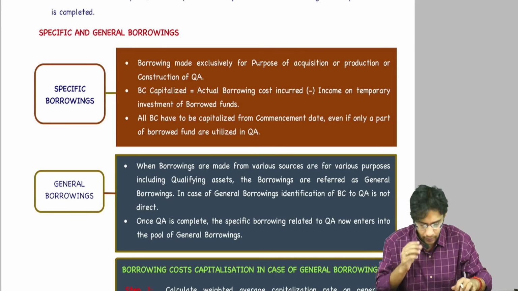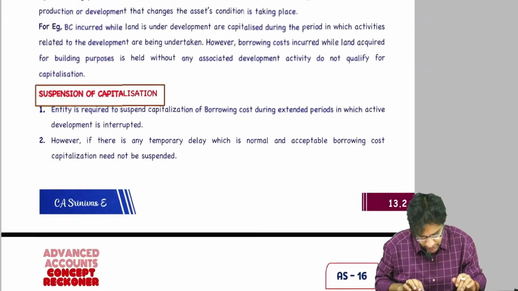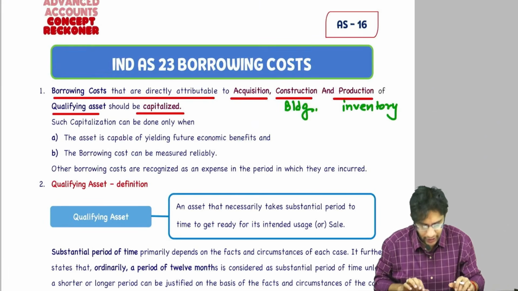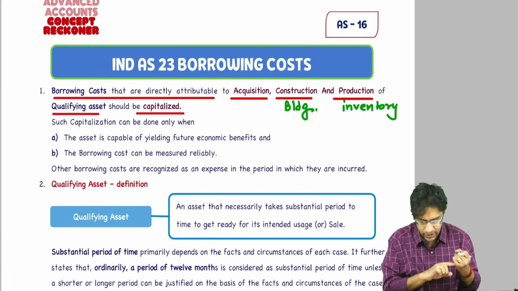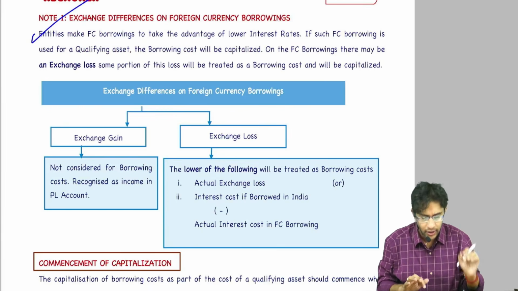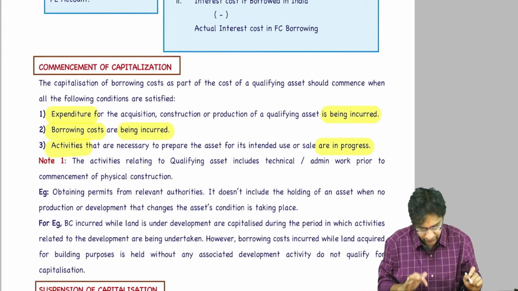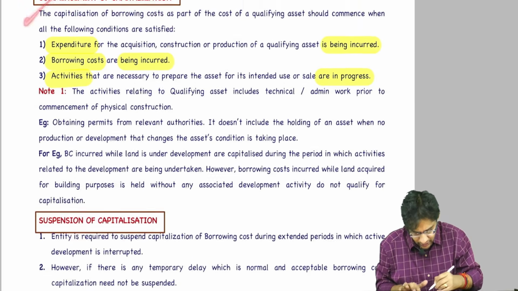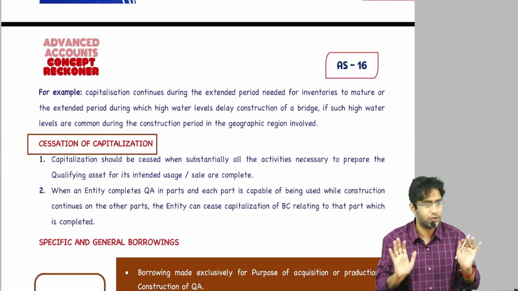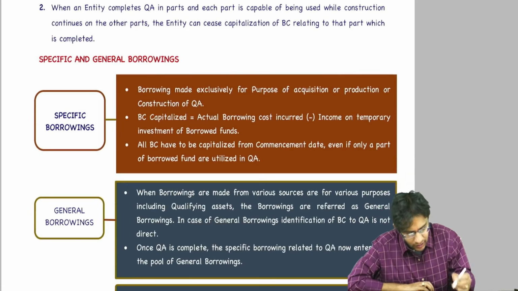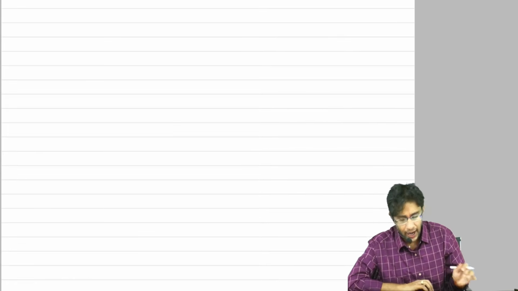Well, guys, before we go into questions and all, I hope you are clear with the basic concepts. Borrowing cost meaning we studied, qualifying asset definition we studied, and then foreign exchange identification we did, and commencement, suspension, cessation. That's all. Now, coming to specific and general borrowings.